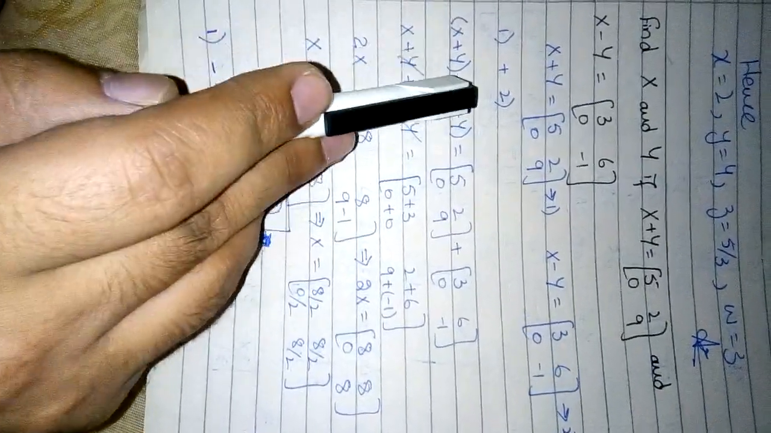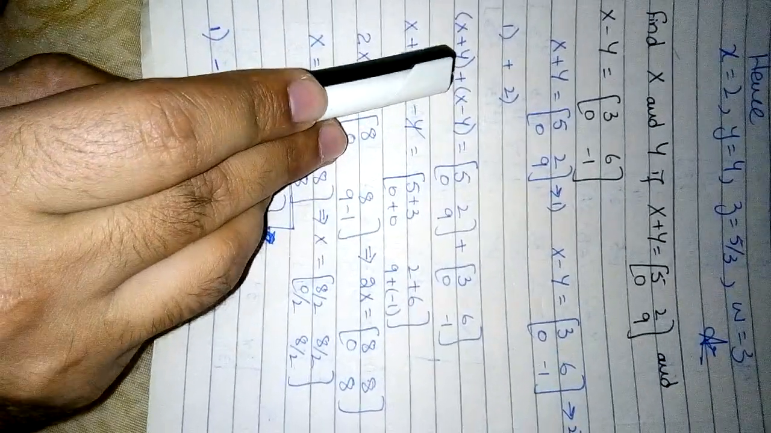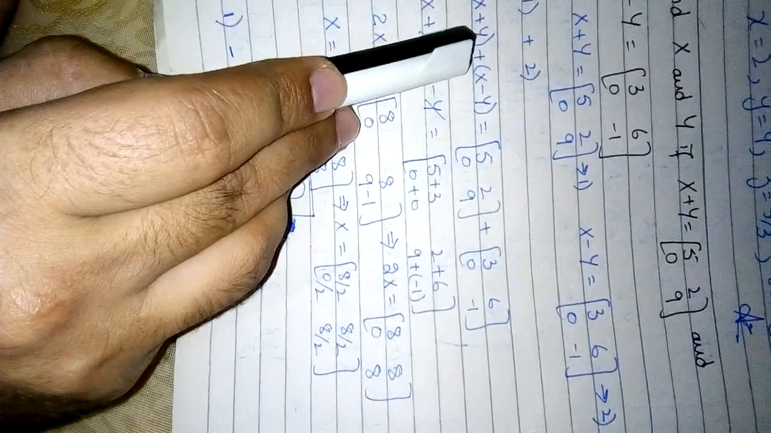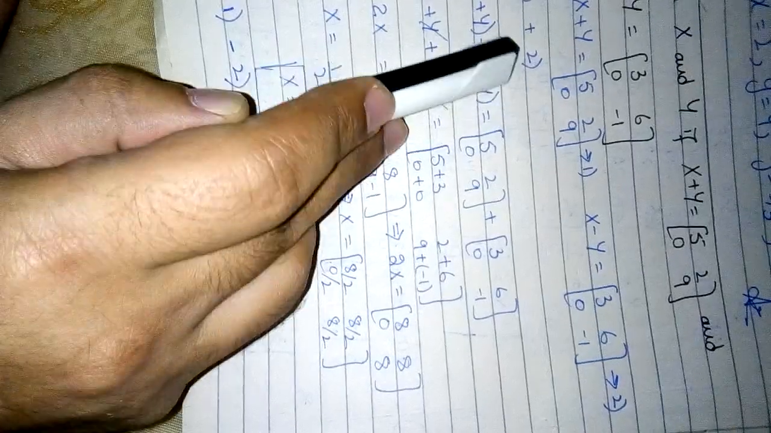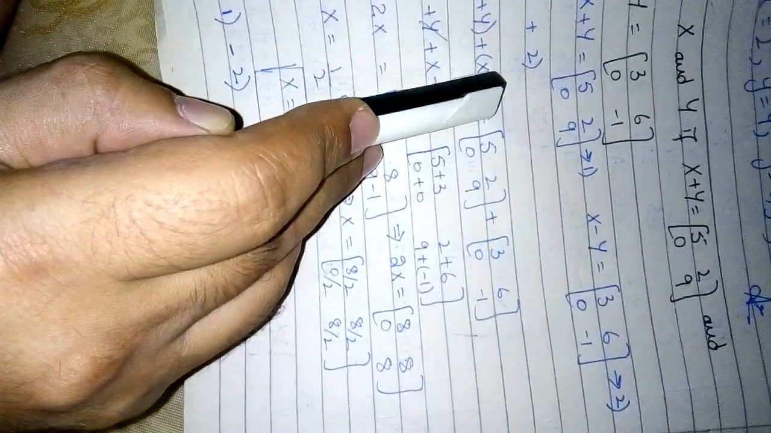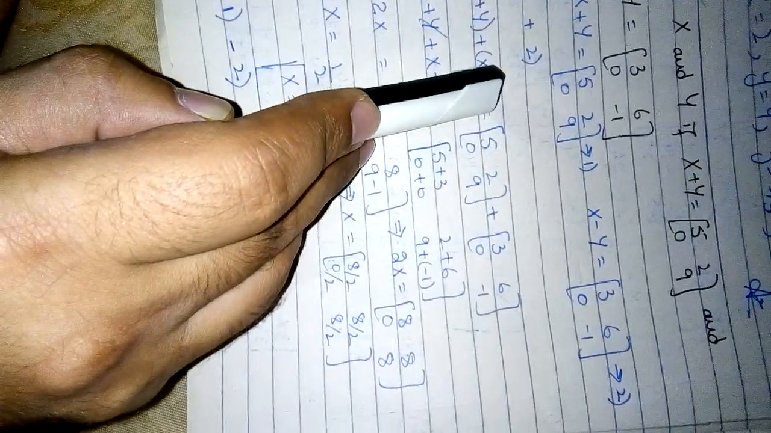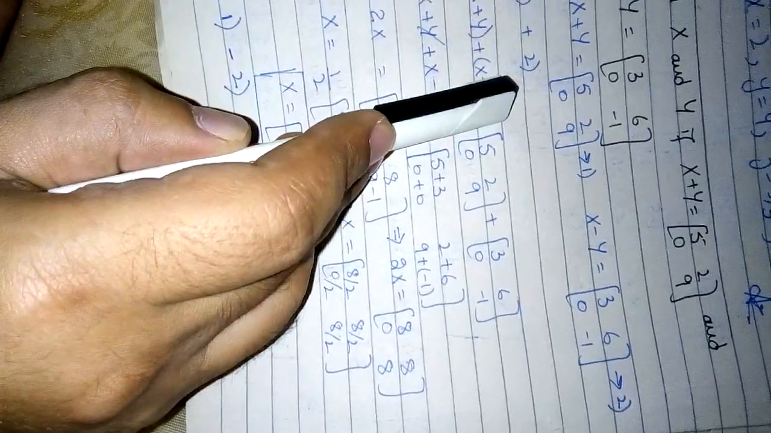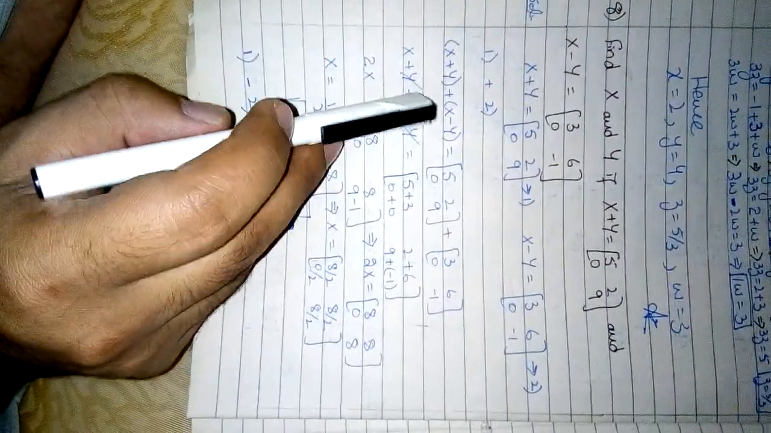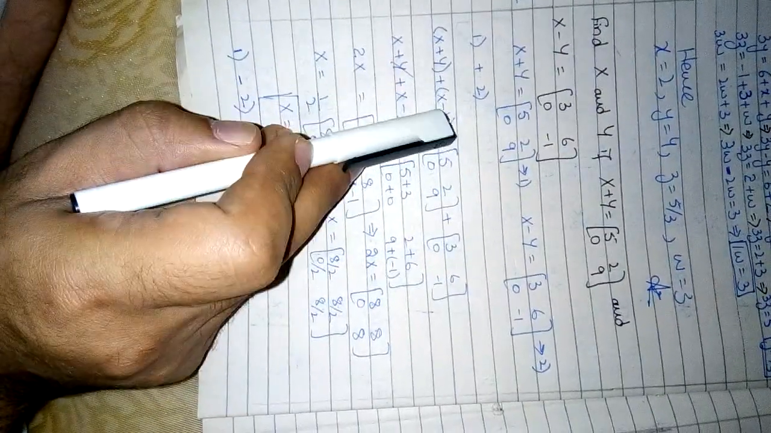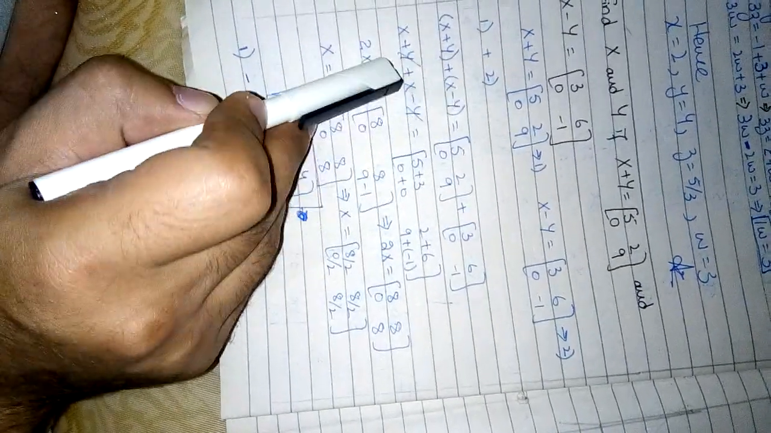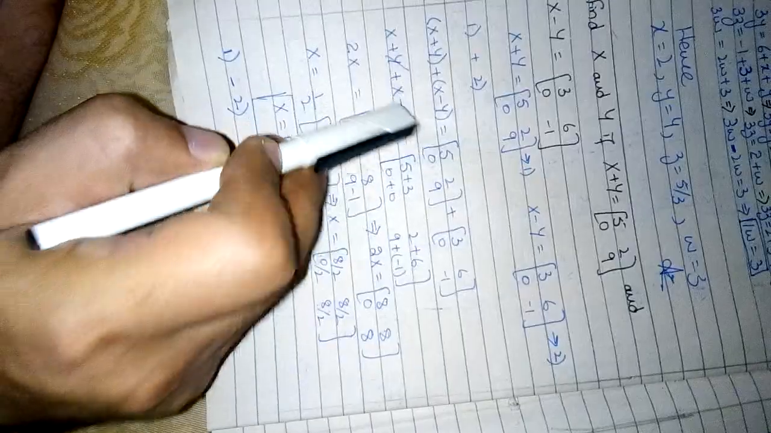This is x plus y. And here there is a plus sign. If you multiply a plus sign with the brackets, the sign will never change. And if you multiply a negative sign into the bracket, the sign will be changed. So x plus y plus x minus y, because plus into plus is plus and plus into minus is minus.